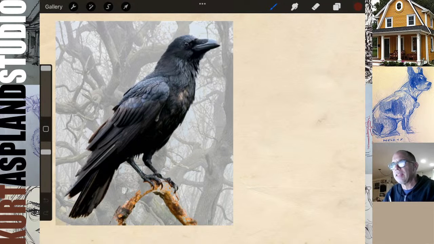But in this case, I found this great raven, and we also combined it with this spooky background of this tree, and let's have some fun with this, okay? Or try and learn how to draw a bird maybe tonight. I think that would be an exciting thing to give a try at.